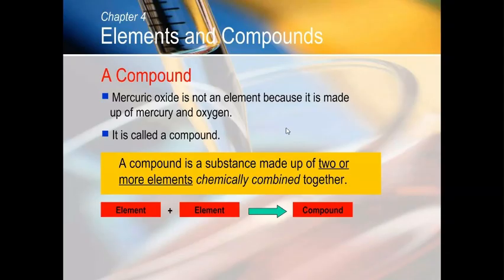Mercury oxide, which is a combination of mercury plus oxygen, is not an element because it's not made up of only oxygen and it's not made up of only mercury. It is made up of mercury and oxygen. So it is thus called a compound. So to be a compound, you need to be made up of more than one element.